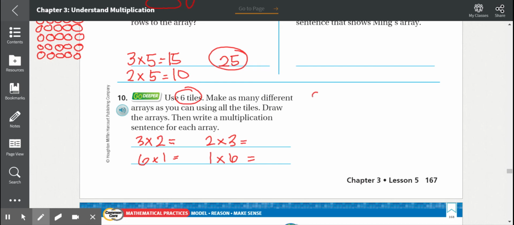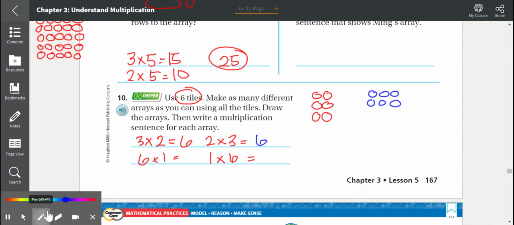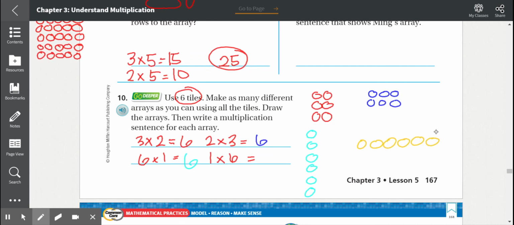So 3 times 2 would be 1, 2, 3. That's 3 times 2 equals 6. Okay. 2 times 3 would be 1, 2, and then 3 in each. 6 times 1 would be 1, 2, 3, 4, 5, 6, and just 1 in each. And then the last one would be 1 times 6, 1, 2, 3, 4, 5, 6. There you go. That's what those arrays would look like.